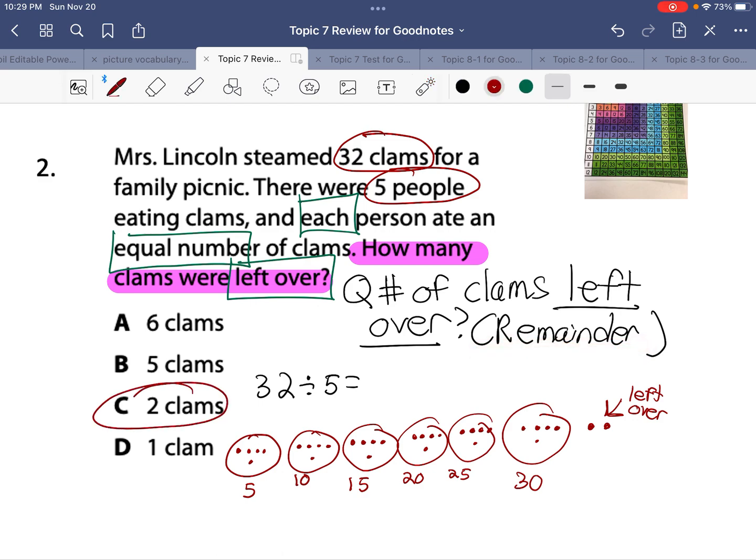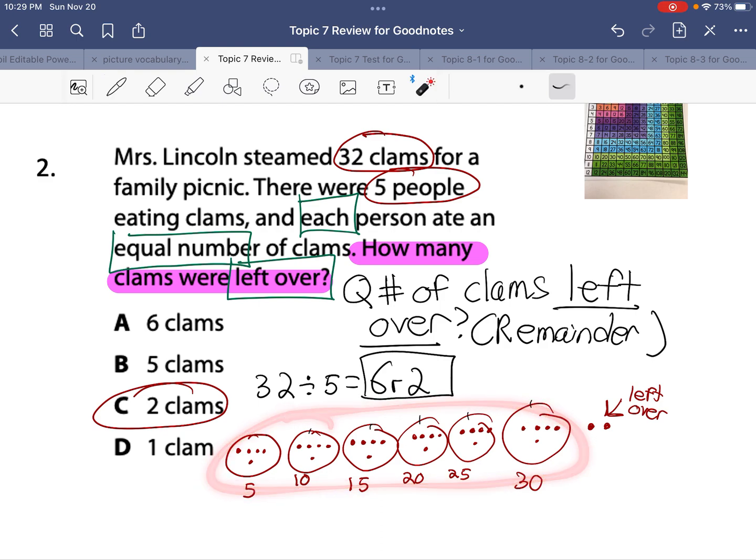And if we wanted to say the whole answer, we can say 32 divided by 5 is 1, 2, 3, 4, 5, 6, 6 with the remainder of 2. Because I have 6 groups here and I have 2 left over. But they're only asking for what is left over, so that's why I picked 2.